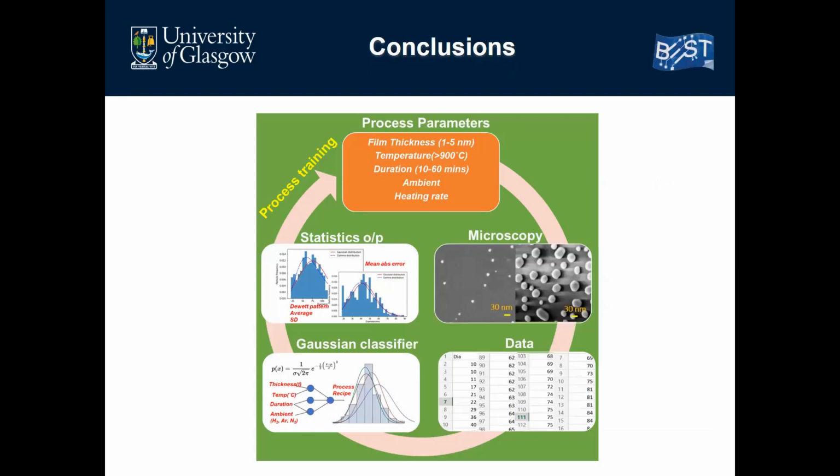And in conclusion, we are able to produce a huge amount of data using microscopic classification of the images, which could be used with a Gaussian classifier. Using this model, we'll be able to train and understand the influence of each of the experimental parameters used in this dewetting process.